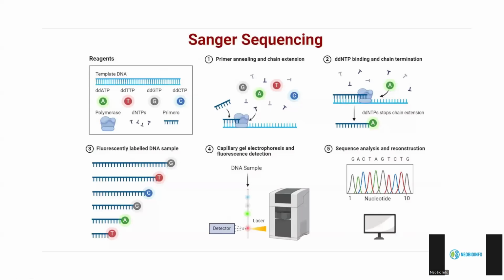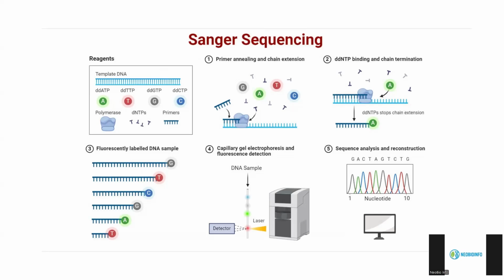So this is another graphical visualization of Sanger sequencing. The reagents include the DNA template. Each DNA template, like adenine with ddATP, thymine with ddTTP, guanine with ddGTP, and cytosine with ddCTP, also goes through the polymerase reaction. There are ddNTPs and primer along with the reagents. The primer starts annealing and chain extension. Furthermore, ddNTPs bind, causing chain termination. If they get terminated, they stop elongation.